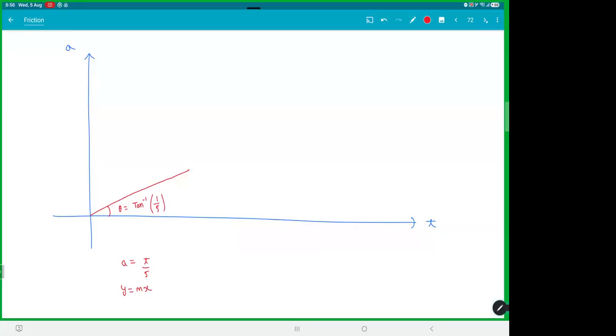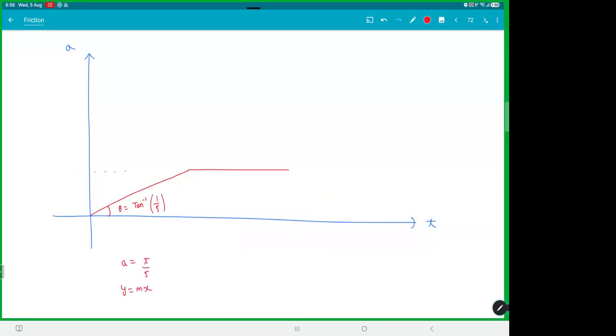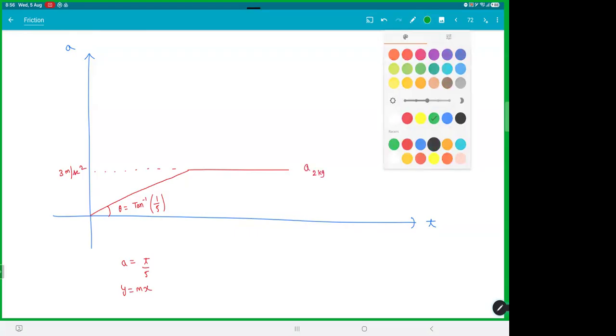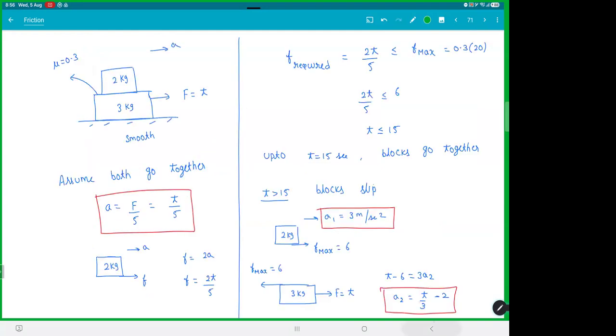And then this becomes constant. How much? 3 meters per second square. This is the acceleration of the 2 kg block. The other block will have the same acceleration, drawing the green line. At this point, this is your 15 seconds. At this point, the graph will become like this. And look at the acceleration here, t by 3 minus 2.